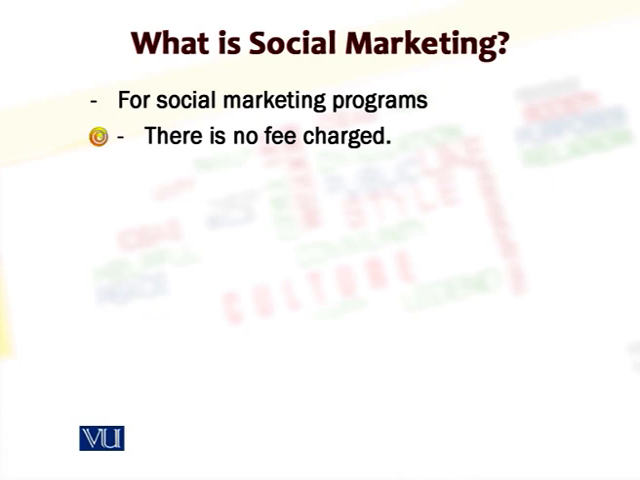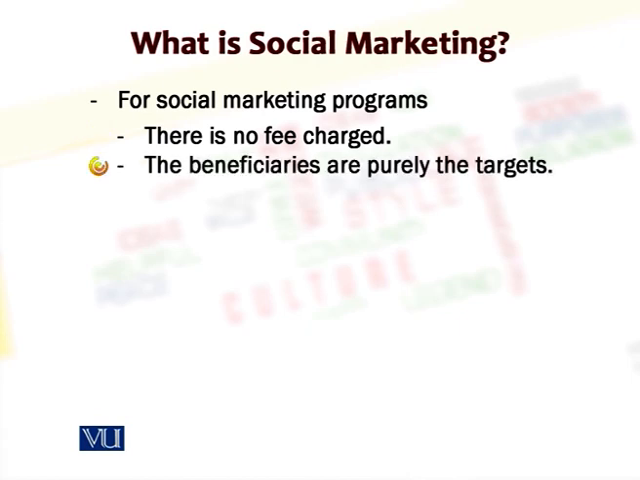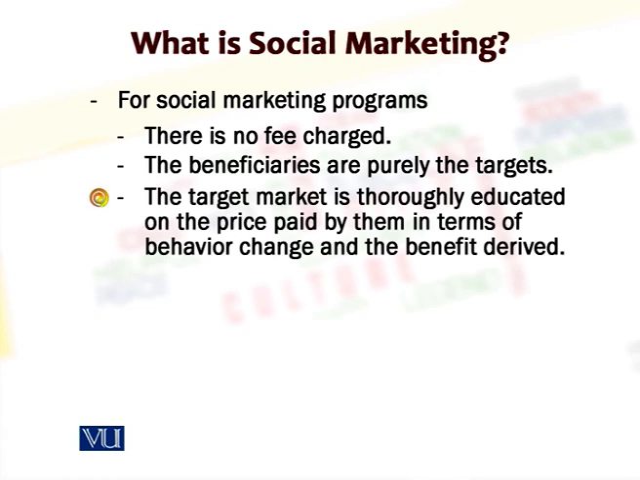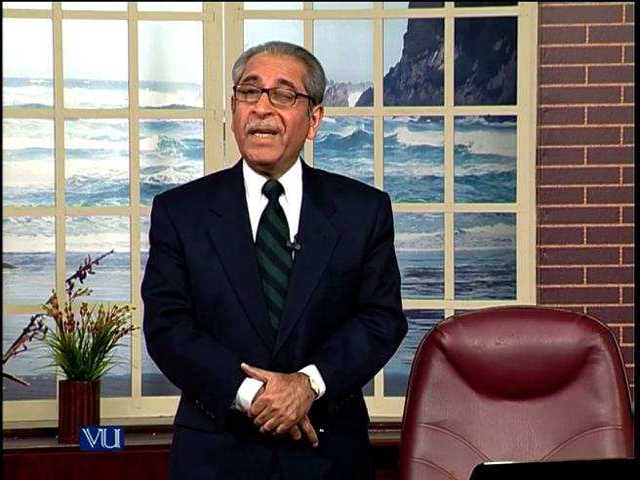And I'm going to talk about those differences in a moment. Another thing which is very clear is that there is no price charged as part of the social programs. The beneficiaries are the target market and not the marketers. And another fact of social marketing is that the target market is thoroughly educated of the utility of the program because it is complex and it is long drawn. The implementation is going to take a lot more time than other generic programs. And therefore, to keep people engaged and to keep them interested toward getting the desired benefit, it takes a lot more effort on the side of the social marketing programs in comparison with other generic programs.